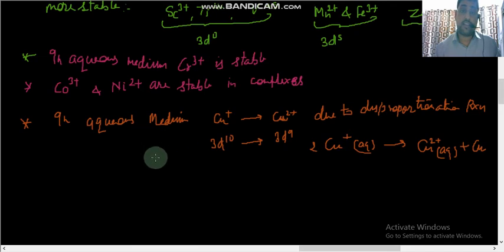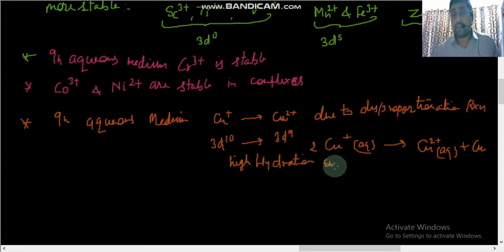Here the reason is that the energy in this transition is compensated by the high hydration enthalpy of the copper ion. Copper has a large hydration enthalpy. That hydration enthalpy compensates this seemingly unstable change of copper from 3d10 to 3d9, that is Cu+ to Cu2+, and that happens only in aqueous medium.